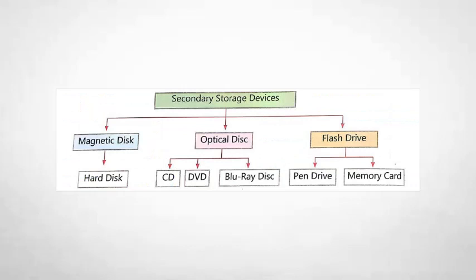Look at the diagram. Secondary storage devices are divided into three types. First one is magnetic disk. Second one is optical disk. Third one is flash drive. Magnetic disk is again divided into hard disk. Optical disk is again divided into three. First one is CD, second one is DVD, and third one is Blu-ray disc. Flash drive is divided into two. First one is pen drive and second one is memory card.